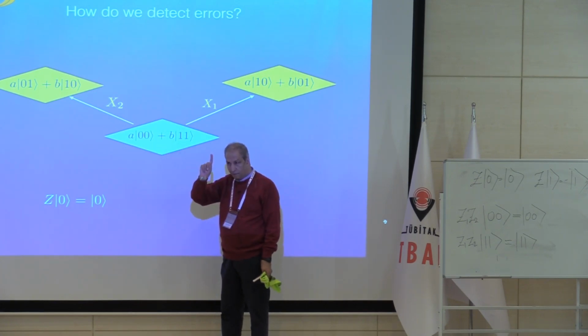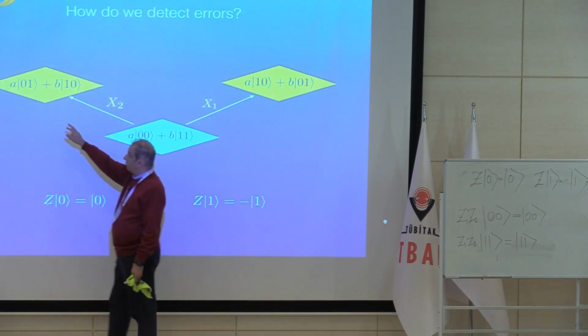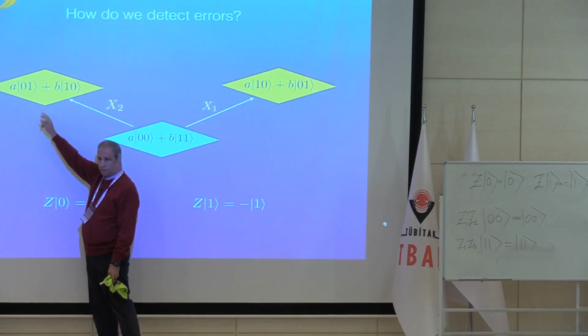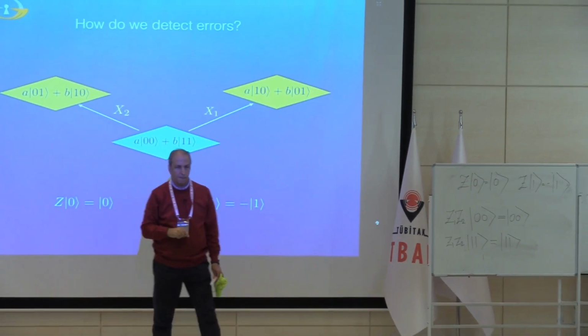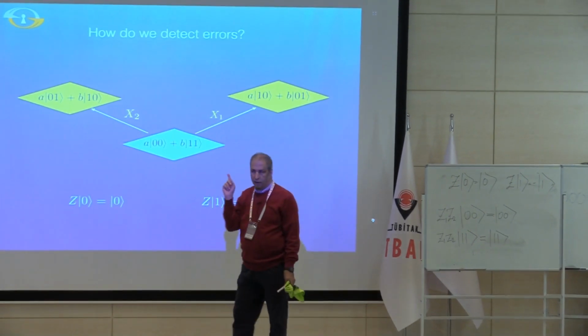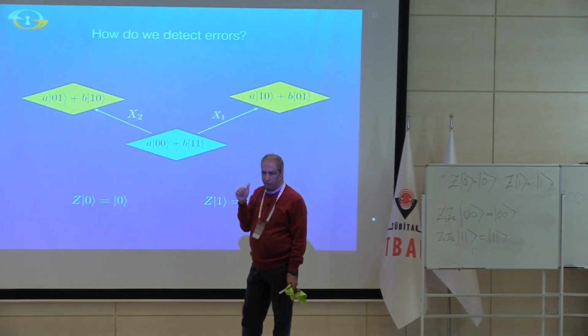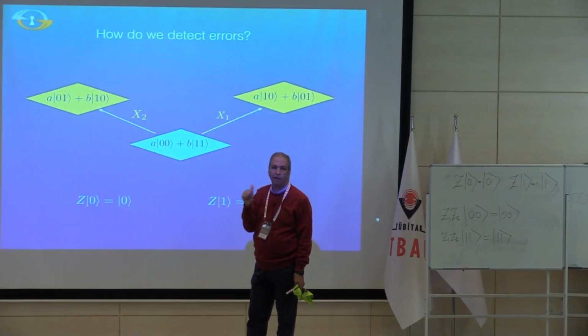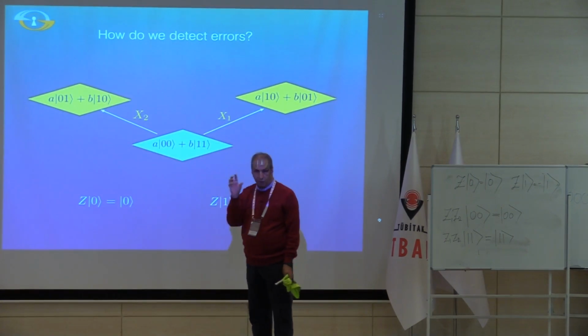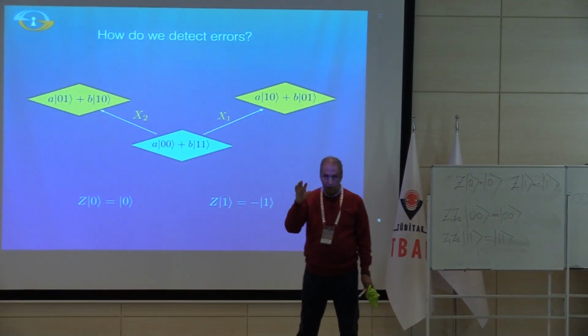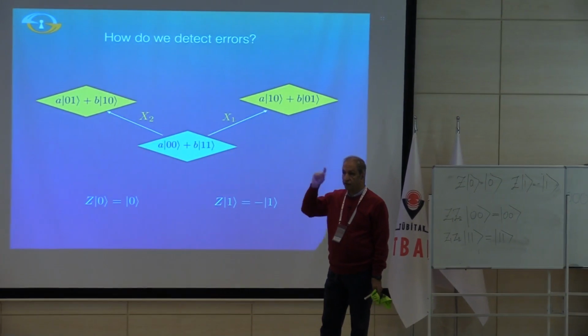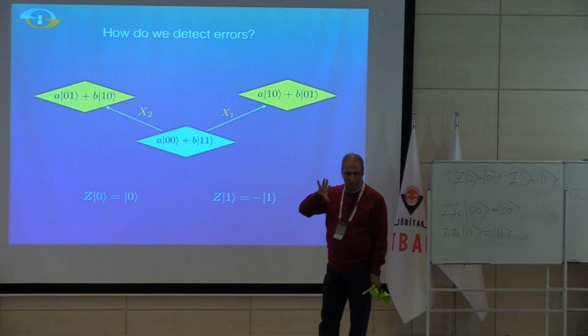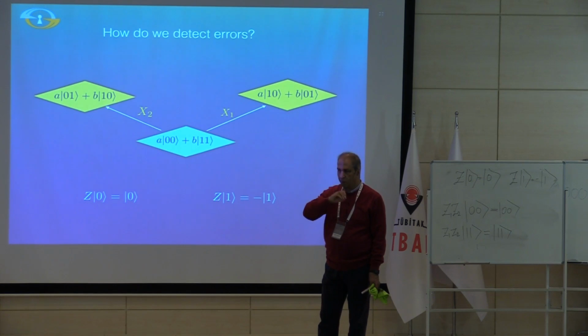With eigenvalue 1. What do you obtain if you measure Z1 Z2 on this state? Both of them are eigenvectors of Z1 Z2. What eigenvalue? 1 or minus 1? Minus 1. Both of them. So you can measure Z1 Z2 on that state, and that state is an eigenvector of Z1 Z2. It doesn't collapse.